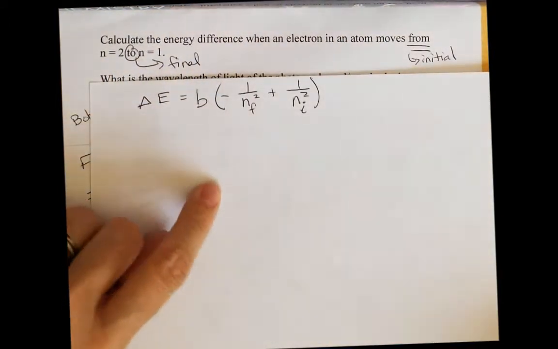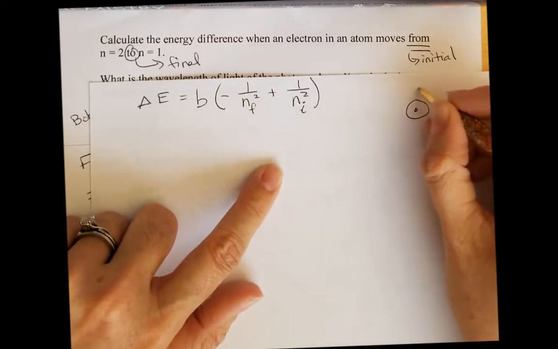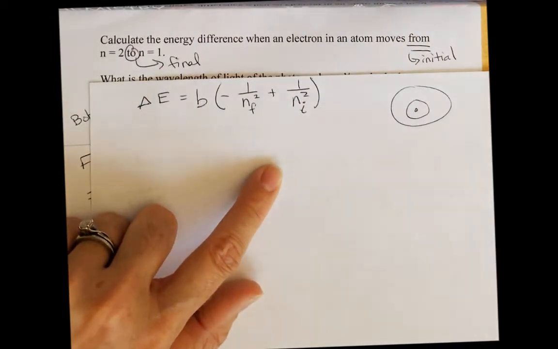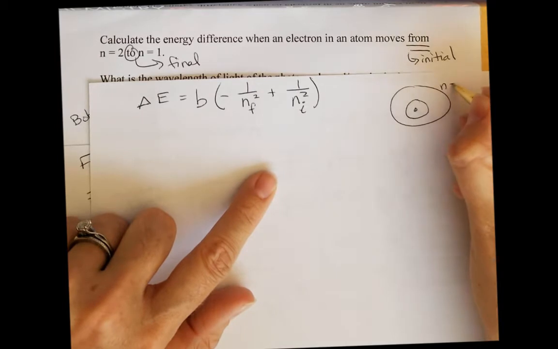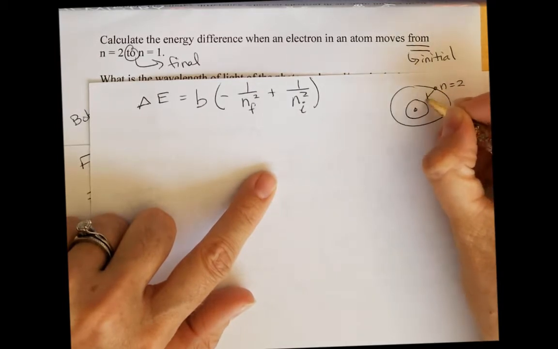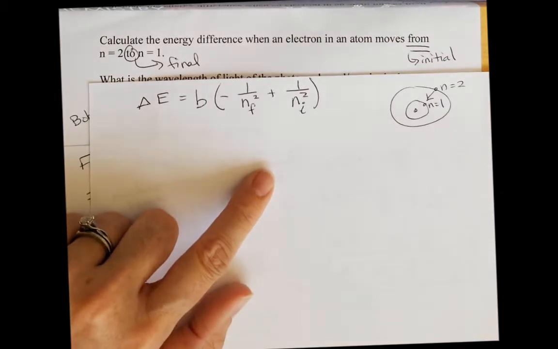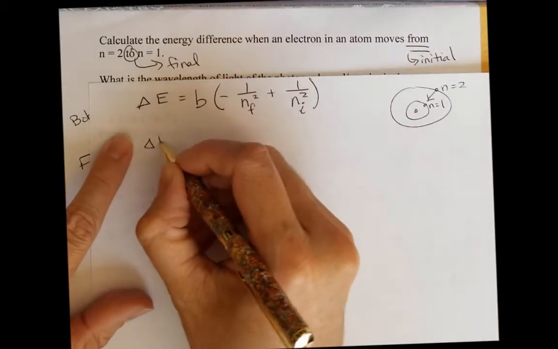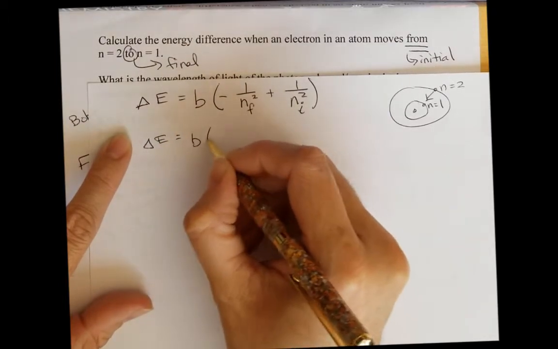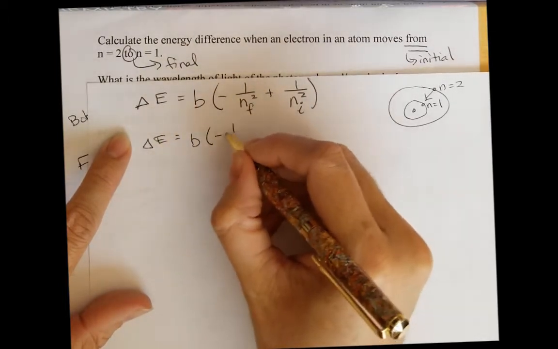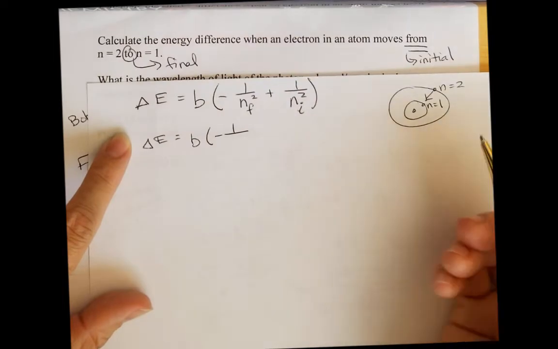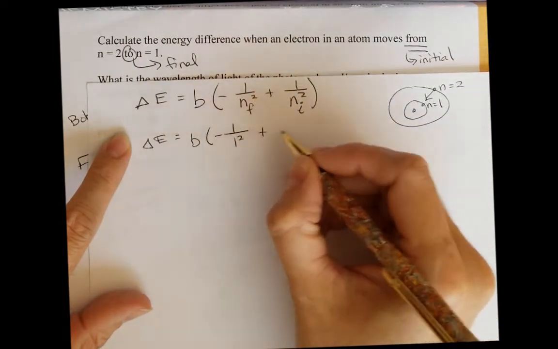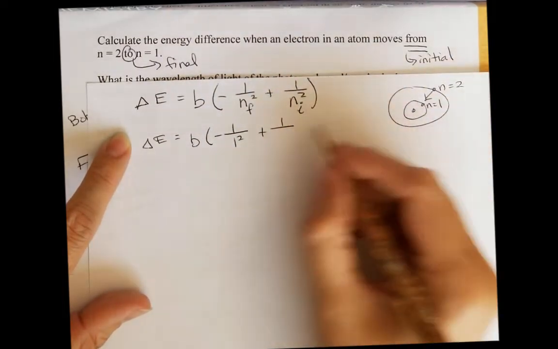So we go from 2 to 1. You can also think about this on our Bohr model atom, going from n equals 2 down to n equals 1. So we are in fact moving in that direction. To solve for my energy, I'm going to have my Bohr's model constant, negative 1 over n squared final, which is 1, plus 1 over n squared initial, which is 2.